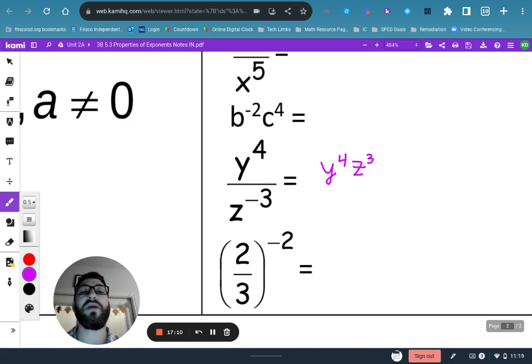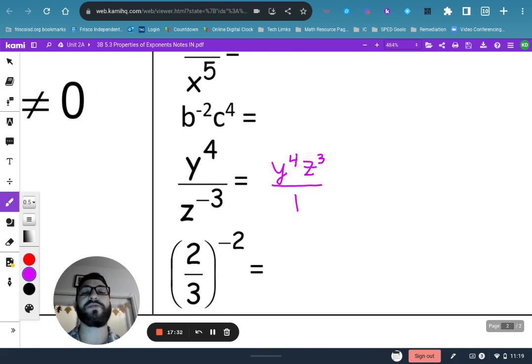z to the positive 3. And even though I don't have to write it, I want you all to see this. So when that z moved up to the top, I still have that divide by 1, because when I move things in the fraction, I don't get left over with 0, I get left over with 1 because everything's being multiplied or divided. But do I still have to write y to the 4th z cubed over 1? I do not. I can just write this as y to the 4th and z to the 3rd. I don't have to include that 1 at the bottom.